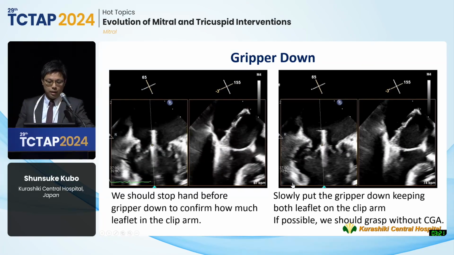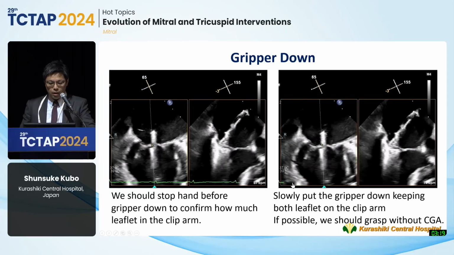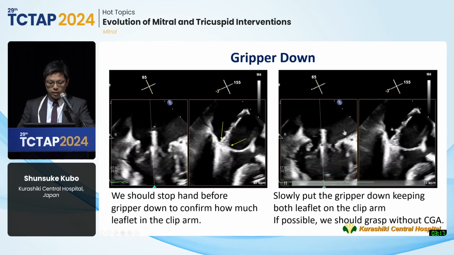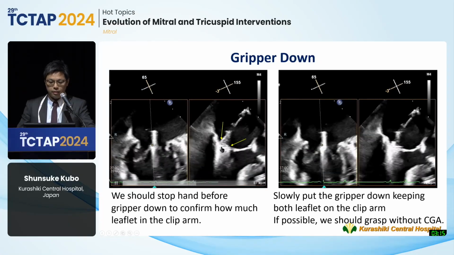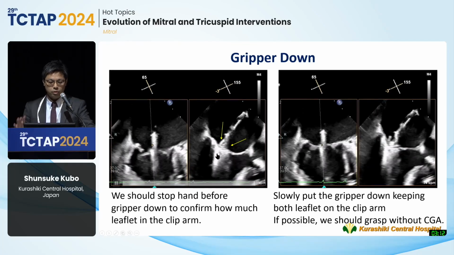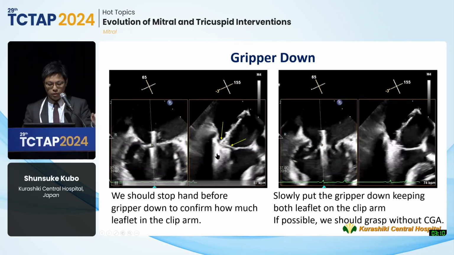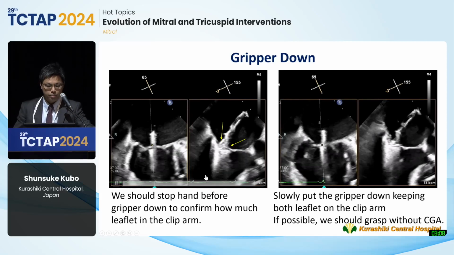So here are some examples of the gripper down. We should check here. The leaflet touches the base of the grip arm. So we should stop the hand before the gripper down to confirm how much leaflet is in the grip arm.